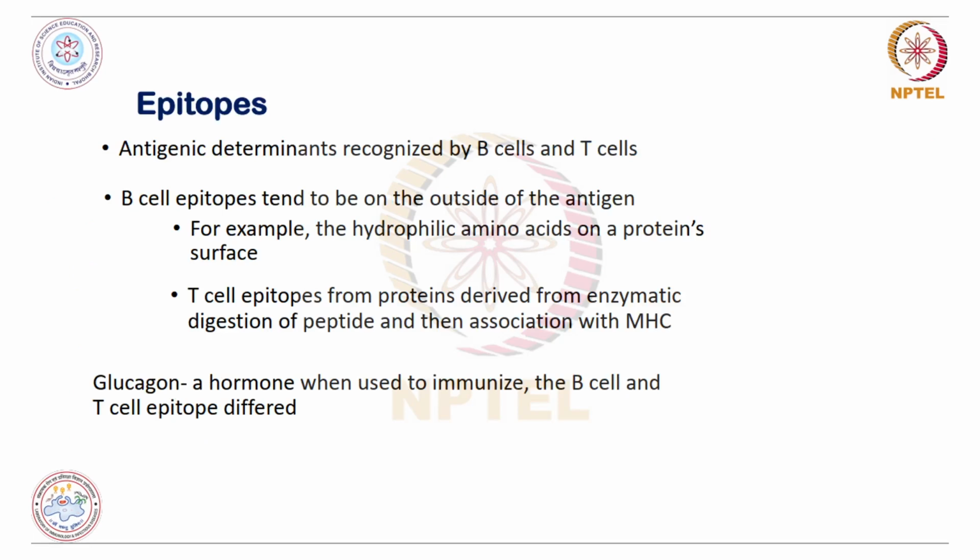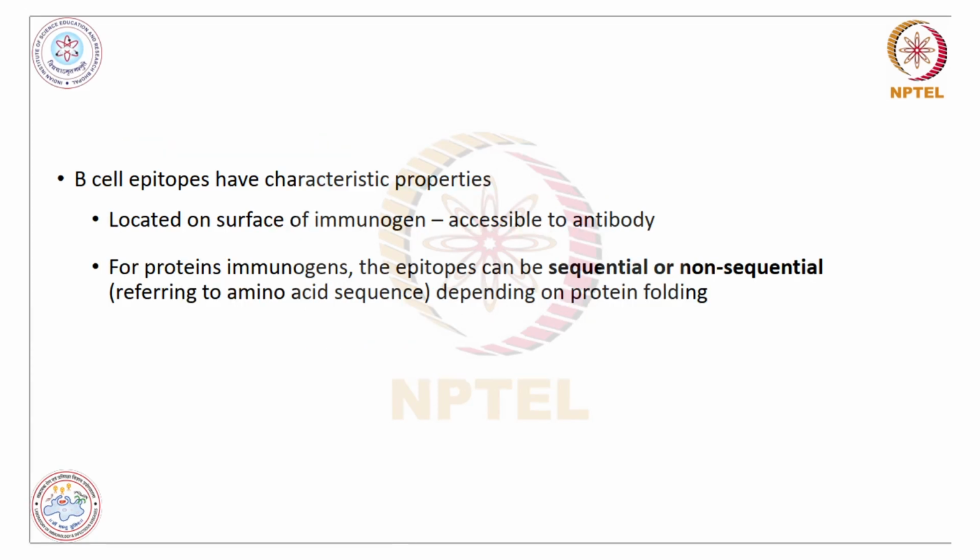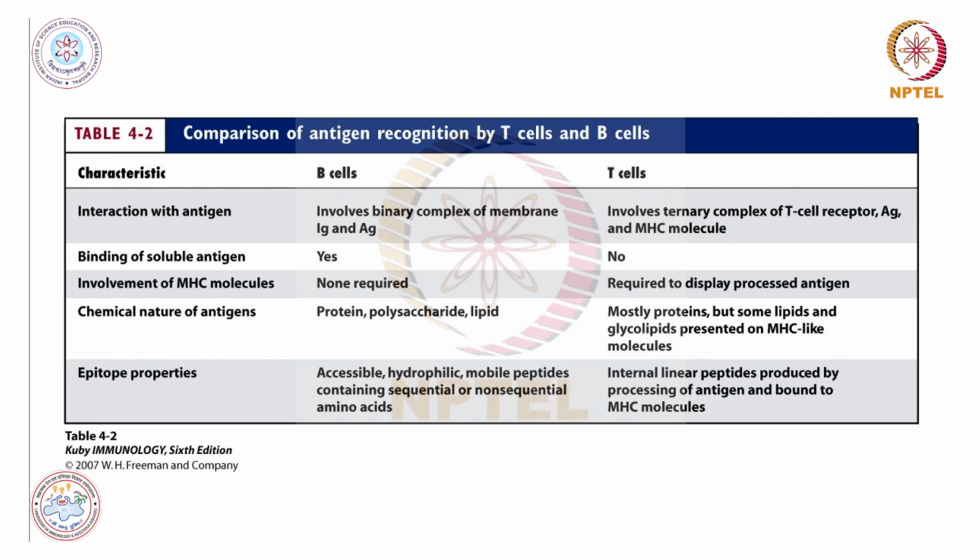Now, next one is epitopes, and these are the antigenic determinants which are recognized by B cells and T cells. These B cell epitopes tend to be on the outside of the antigen. For example, the hydrophilic amino acids are on the protein's surface, whereas the hydrophobic amino acids are inside the protein. And the T cell epitopes are from proteins derived from enzymatic digestion into peptides and then their association with MHC. So these are the properties of the epitopes that you can go through in the lecture slides. If you have any doubt, then you can ask.